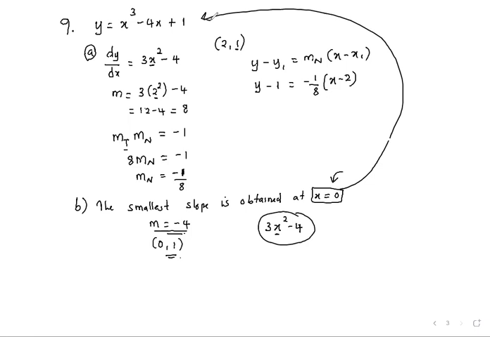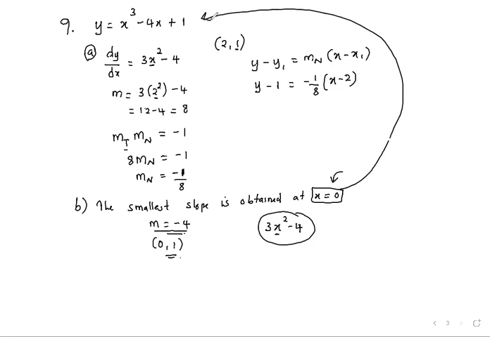We don't make a point using the derivative. We make a point using the original equation. So the x is equal to 0. Okay, the x is equal to 0.